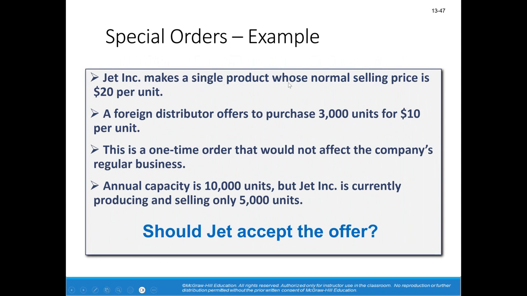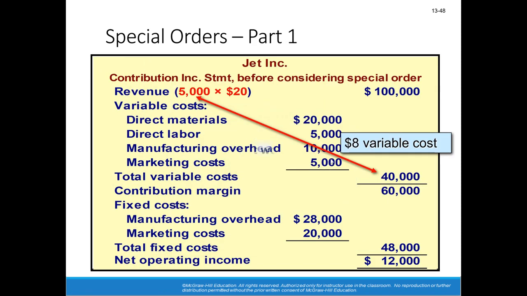So Jet makes a single product whose normal selling price is $20 per unit. A foreign distributor offers to purchase 3,000 units for $10. So that's half of their normal selling price. But what we really want to know is what is it going to cost us? What are the incremental costs of producing these 3,000 units? It's a one-time order, one-time deal. Our capacity is 10,000 units, but we're only at 50% capacity. And even with this, it only brings us up to 80% capacity. Should Jet accept the offer?